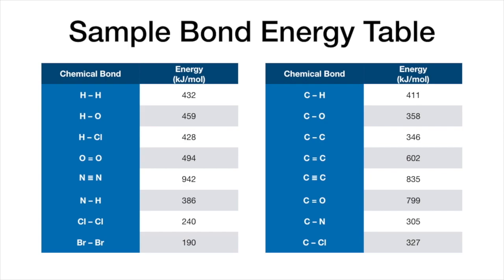And so you can see that a single bond between a hydrogen and a hydrogen is about 432 kilojoules per mole. Since our chemical equations are basically done per mole, each of those bonds that you find will represent 432 kilojoules. And if we've got a double bond between oxygen and oxygen, that represents 494 kilojoules.